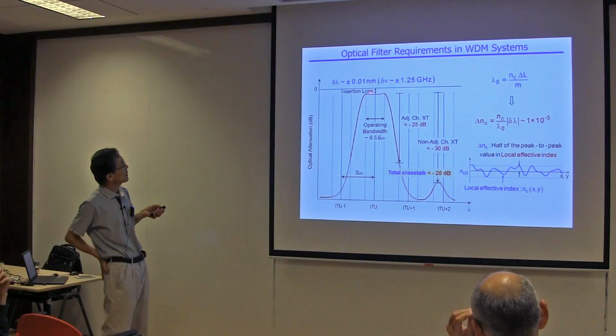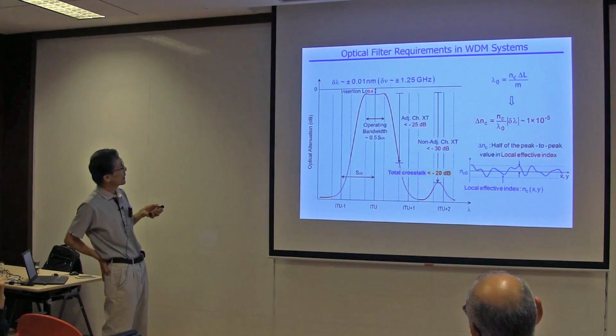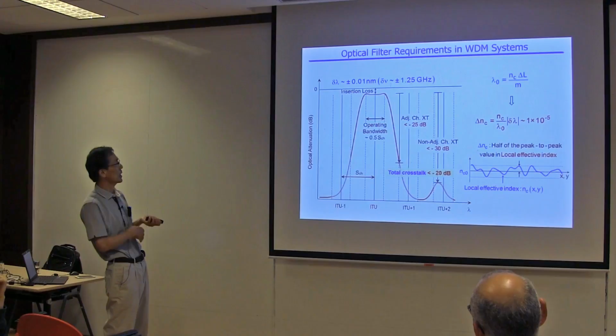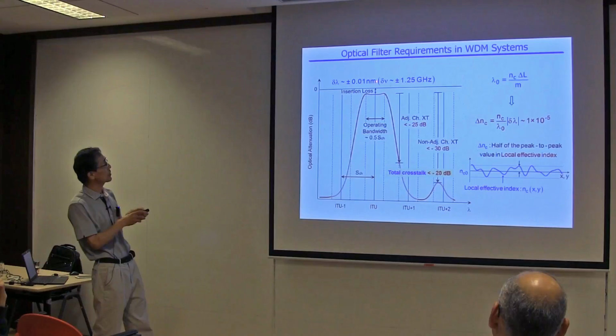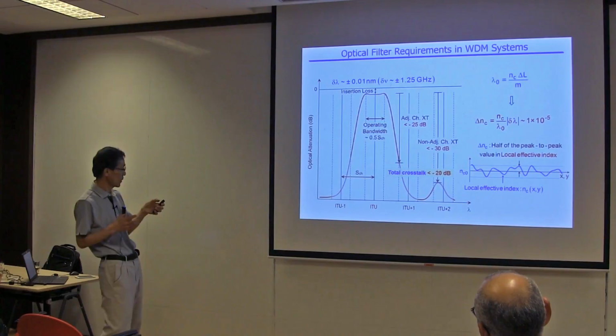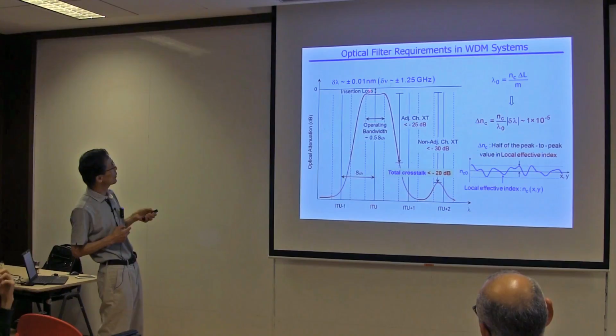And also the center of the channel are already determined by the telecom standard. So we should align the wavelengths of the demultiplexer. And we measured the center wavelengths of filter from chip to chip in one wafer or from wafer to wafer, so many chips. And we observed the center wavelength variation is almost plus minus 0.01 nanometer in silica devices.